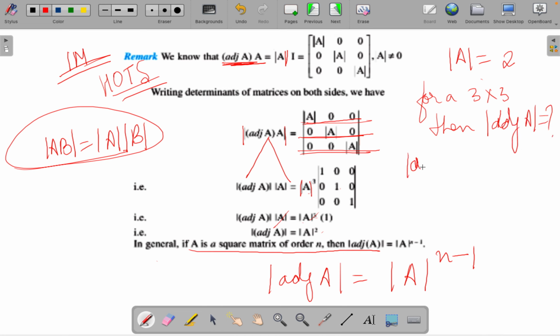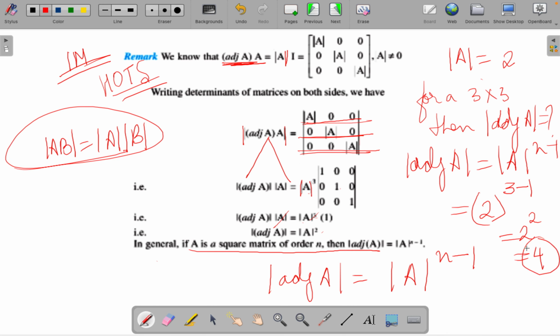We know the relation that determinant of adjoint of A is determinant of A raised to power n minus 1. So here it is 2 to the power n, where n is 3, minus 1. So 2 to the power 2. So what will be your answer? 4 will be your answer.